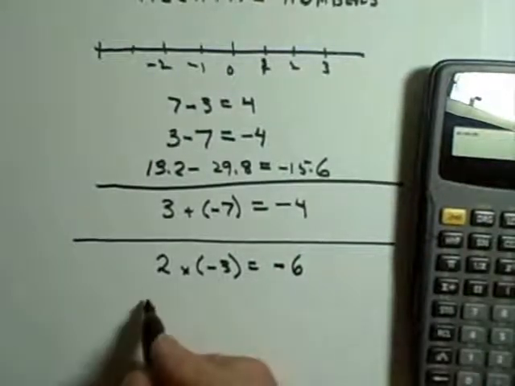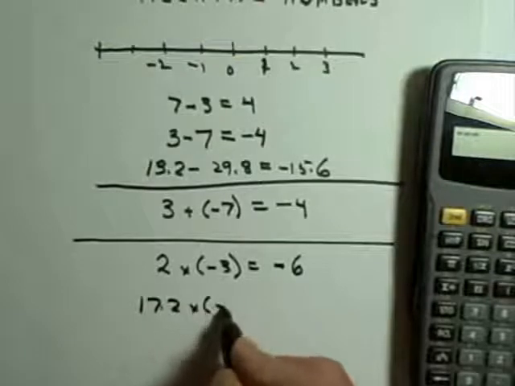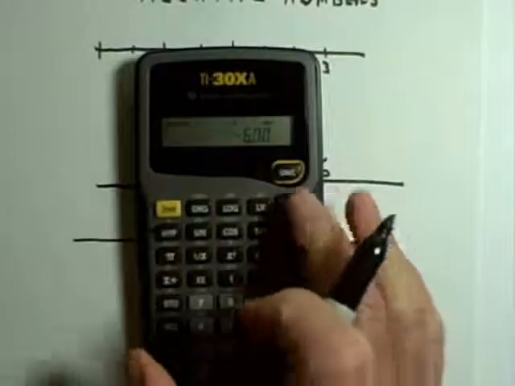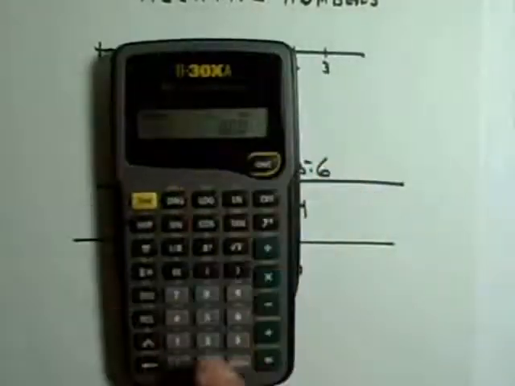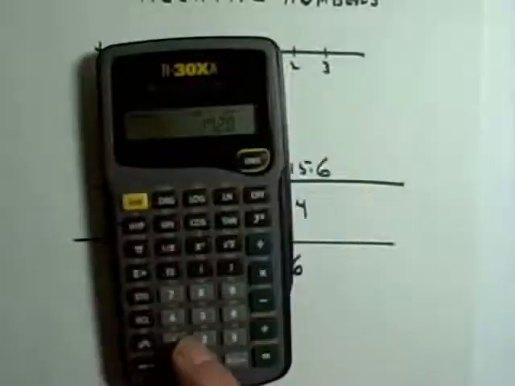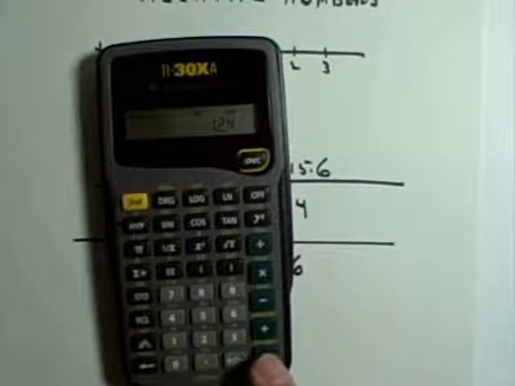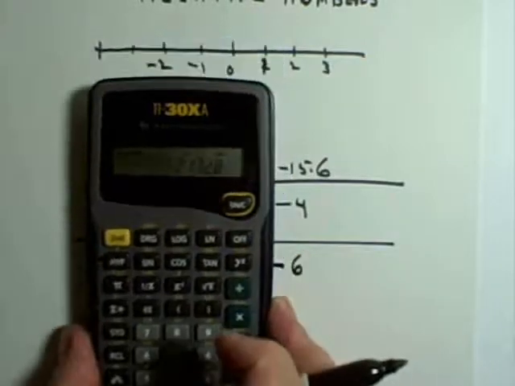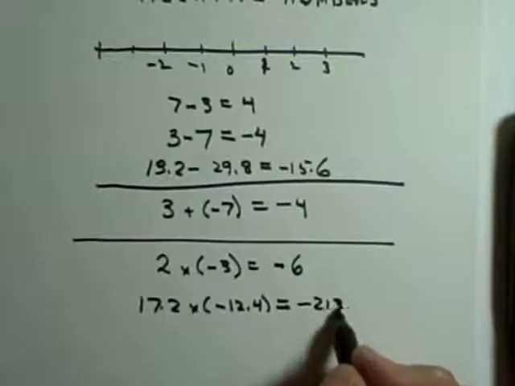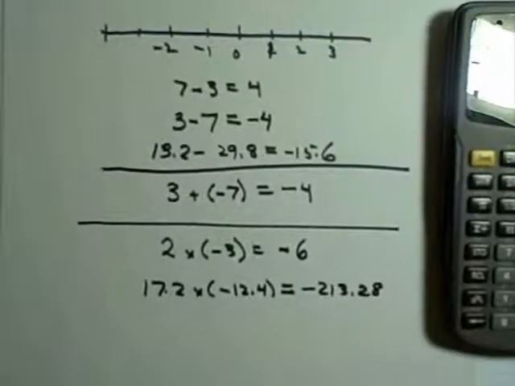So, for example, if we had 17.2 multiplied times minus 12.4, what would we get? Well, let's do that. Let's clear the calculator. 17.2 times 12.4, but before we hit the equal sign, we make it a negative number. Then we hit the equal sign, and sure enough, there is minus 213.28. It's just that easy to multiply a number times a negative number.